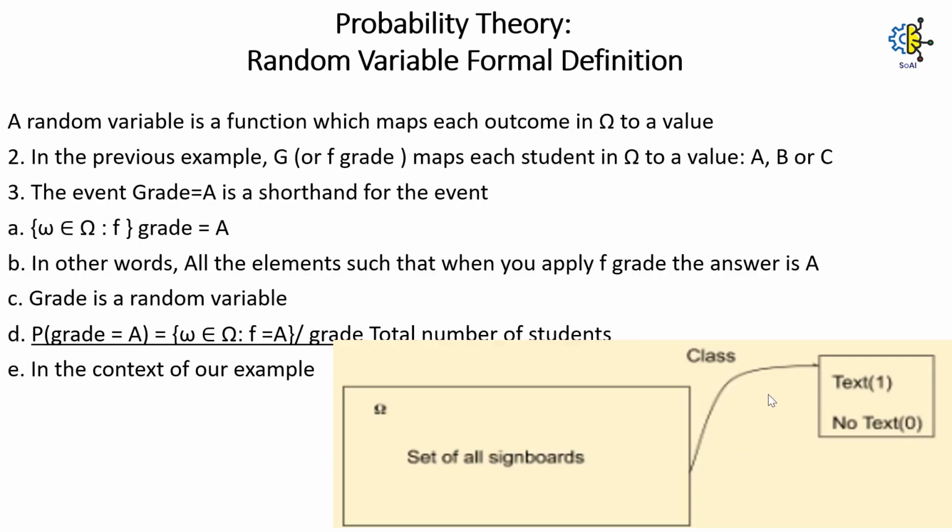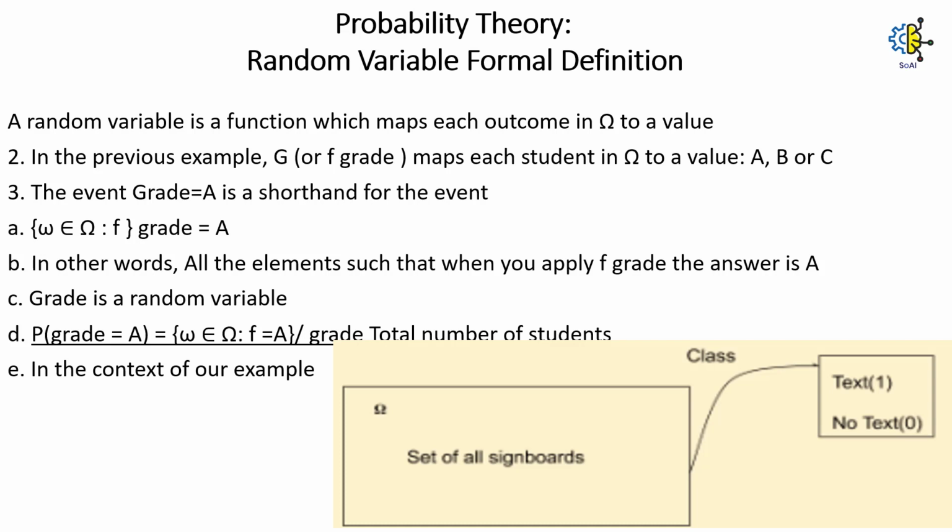Random variable formal definition. A random variable is a function which maps each outcome in a universal set to a value. In the previous example, G, or small f grade, maps each student in the universal set to a value A, B or C. The event grade is equal to A is a shorthand for the event: all w belonging to the universal set of the function such that when you apply the function grade, the answer is A. Grade is a random variable.